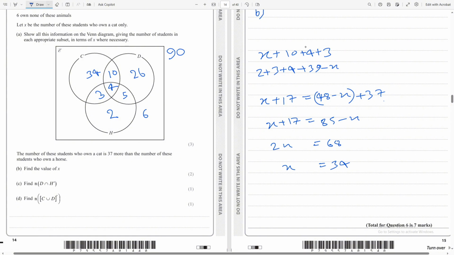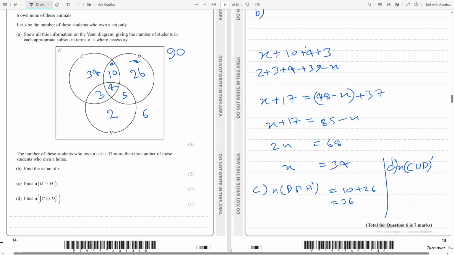Now, question C tells us to find the number of terms in D intersecting H prime. H prime means anything that does not include H. So D intersecting H prime would be this box and this box, because these two boxes are outside H. So we write D intersecting H prime equals 10 plus 26, which is 36.